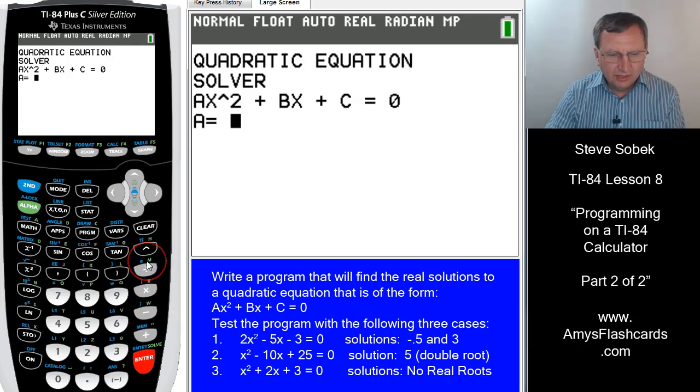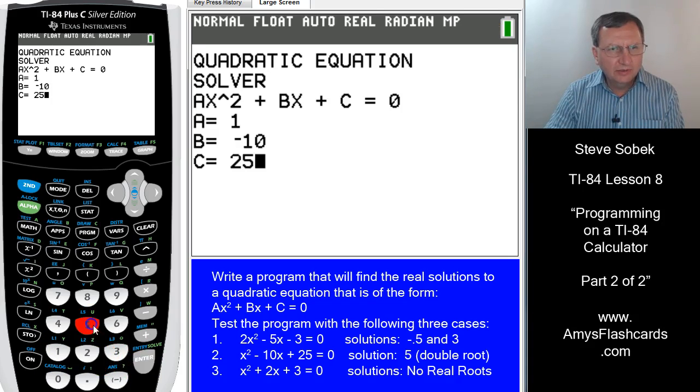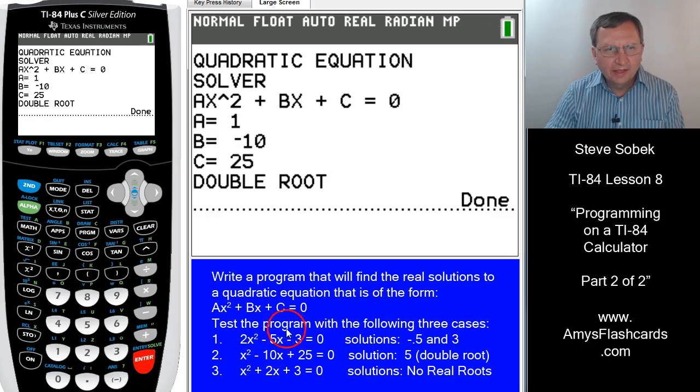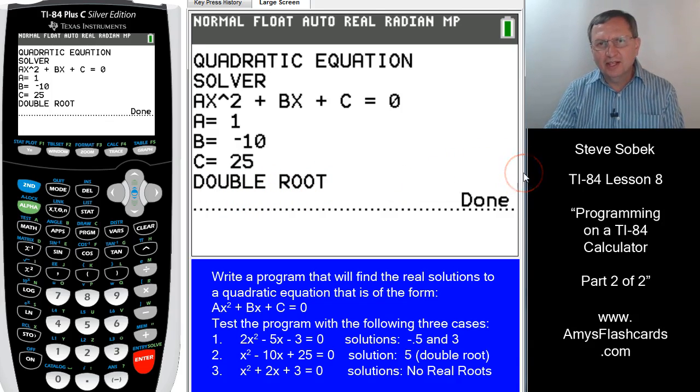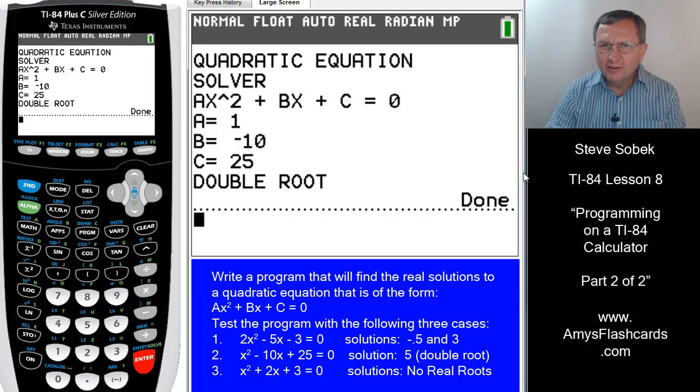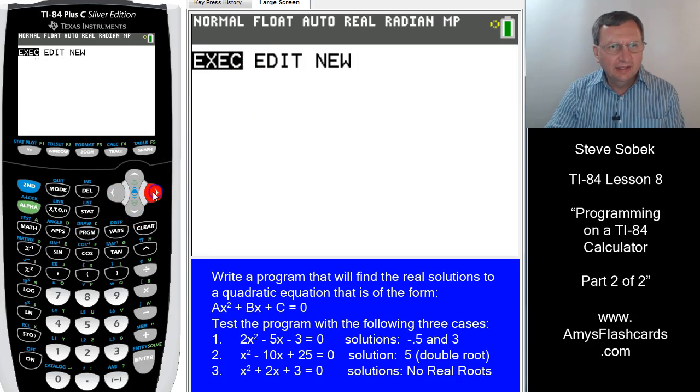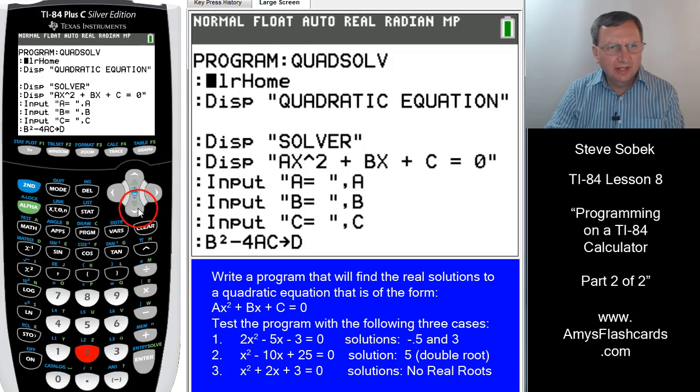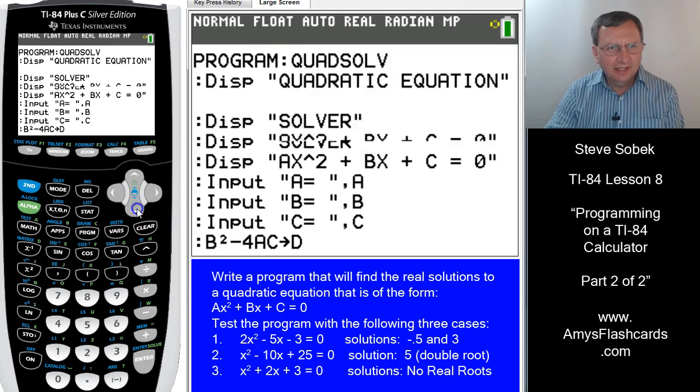And for the second equation, we have 1, -10, and 25 as the three coefficients. Oh, look at this. It said double root, but it did not display the root. I forgot to display the E. All right, well, that's why we test our programs. Let's stop what we're doing and jump back into Program, Edit, number 2, and run down there and find the location of that.